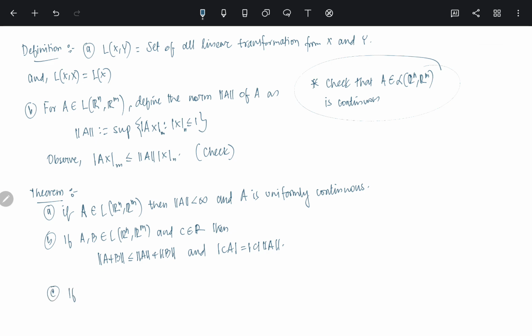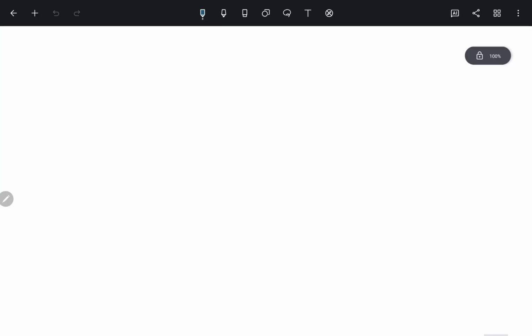Another important criterion is this. Let's say A is a linear map from Rn to Rm and B is a linear map from Rm to Rk. Then we can define BA, and we can define the norm of BA, which will be dominated by norm of B times norm of A. These properties are very important. We are going to use them when we define something called a matrix exponential, so you should know these things for a fact.